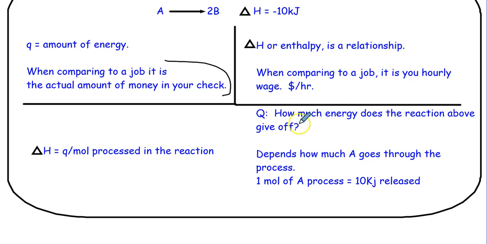So how much energy does a reaction give off? For this process, well, it depends how much A you push through this process. If you push 1 mole through, you're going to get 10 kilojoules of energy released. 2 moles, whatever. So, it depends how much A goes through. 1 mole equals 10 kilojoules released.